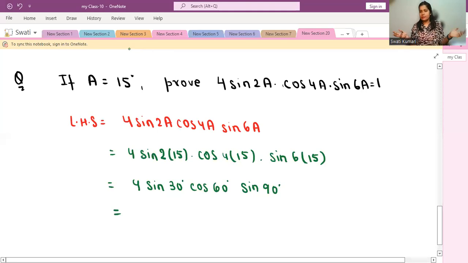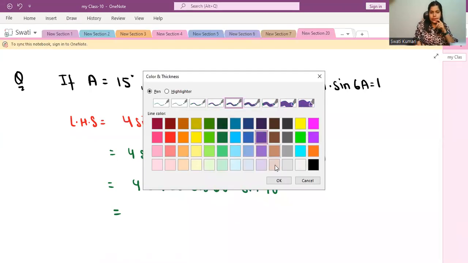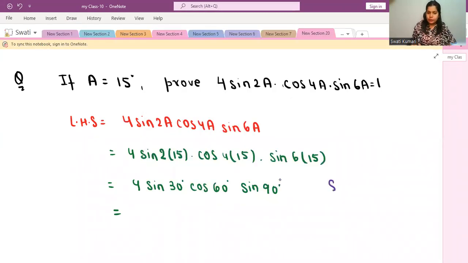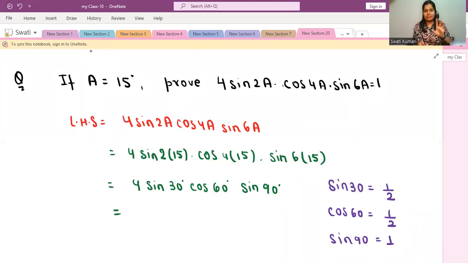And now it's very simple for us. We have sine 30, cos 60, and sine 90, and we know the values of all these angles, right? So yes, let's write down the values here. We know that the value of sine 30 is half. We know that the value of cos 60 is half. And we know that the value of sine 90 is 1. I can see the answer right here, but yes, let's write down the full and final step.